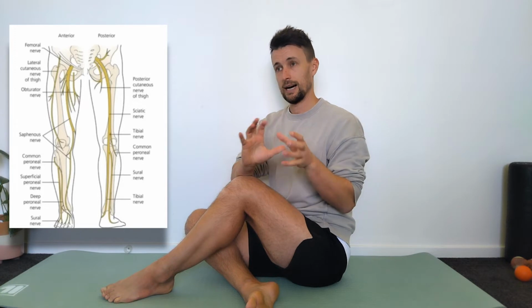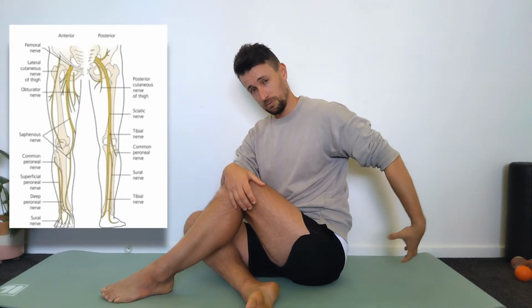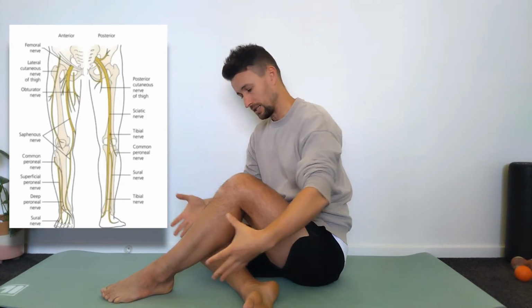So if you are someone who's ever had sciatica or any type of back-related leg pain, you'll know that if you have some dysfunction at the base of your lower back, you can get some pain into your calf, some pain down the back of your leg, based on where that nerve goes down through your leg and supplies.